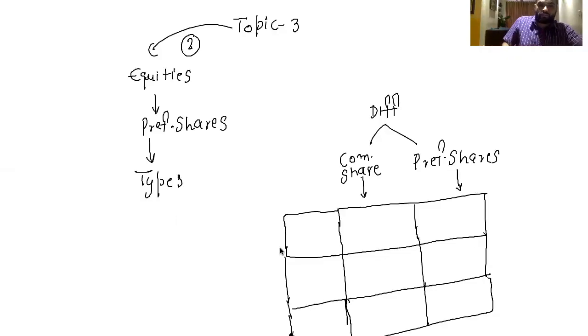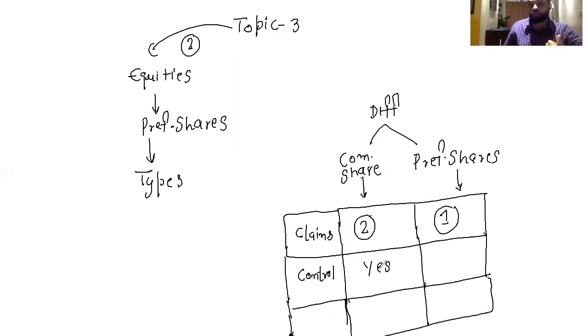Okay, so the first difference is claims. Common shareholders have secondary claims, right? Preference shareholders have primary claims. Primary then common, of course. Second is control. Common shareholders, yes, they control because they are involved in operating and financial decisions. Preference shareholders have no control.